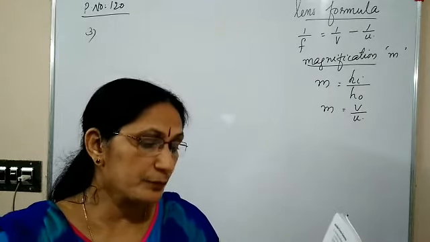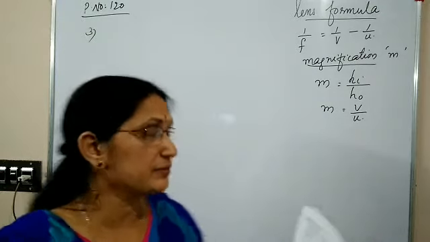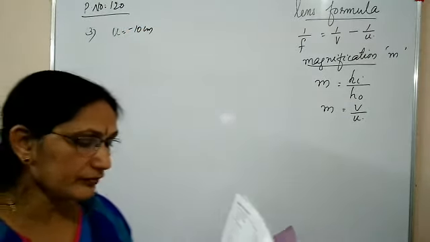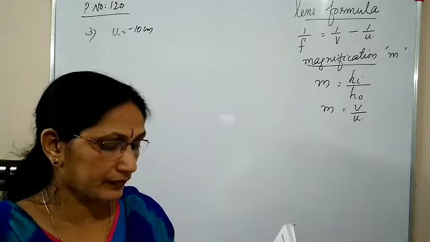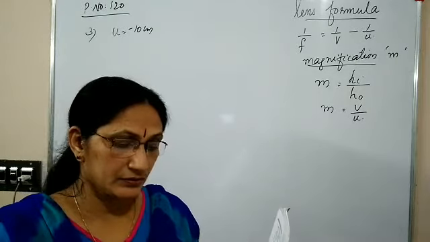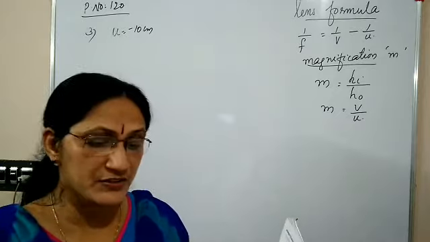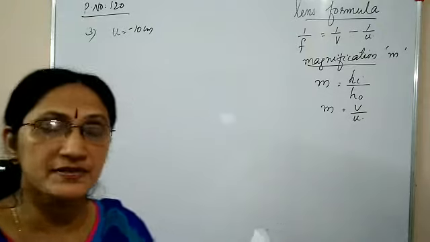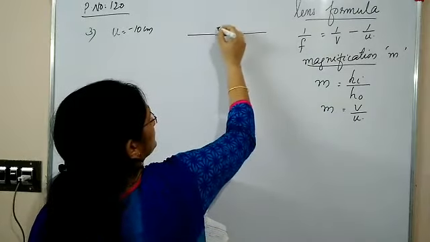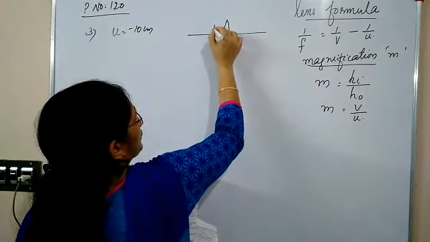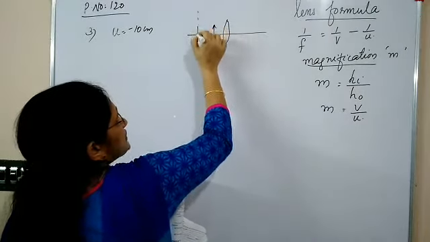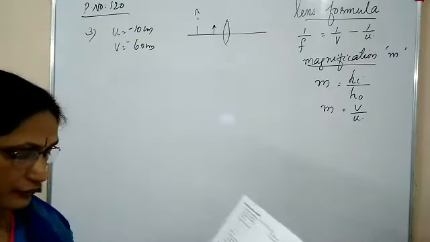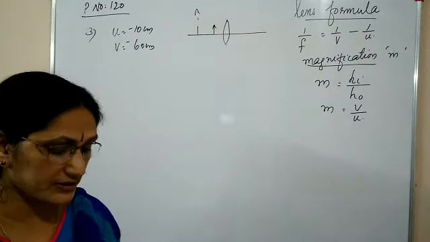So here object is placed at a distance of 10 centimeter, means u is minus 10 centimeter. Then image is formed at a distance of 60 centimeter. Image location is 60 centimeter on the same side, means where the object is kept, same side image is forming. That means v is 60 centimeter, that is also of minus sign. Object and image are on the same side.